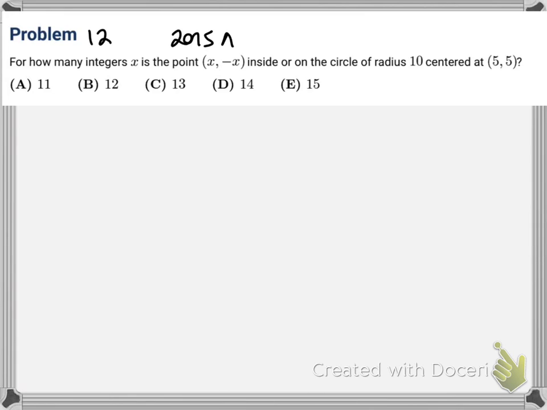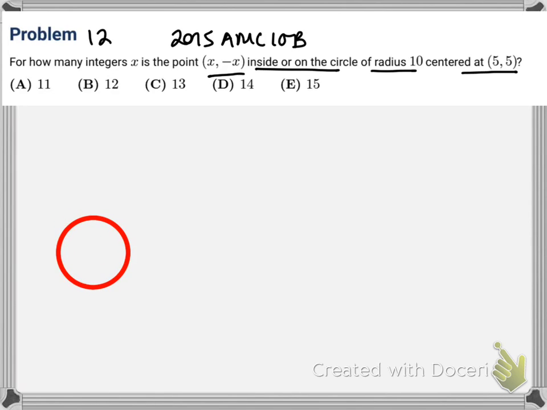the 2015 AMC 10B. For how many integers x is the point x comma negative x inside or on the circle of radius 10 centered here at 5, 5? So I see the word circle and I think I'm going to draw a circle. And this is the center, 5, 5. And about 10 down is the radius, 10 to the side is the radius. So my coordinate axes are going to intercept it, something like this. And here I go. It's not a beautiful circle, but it is one.